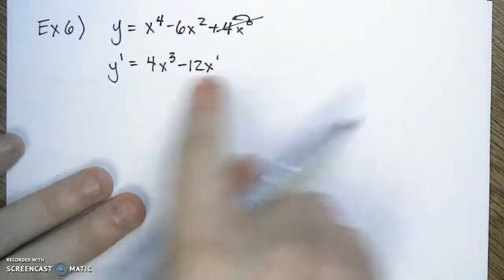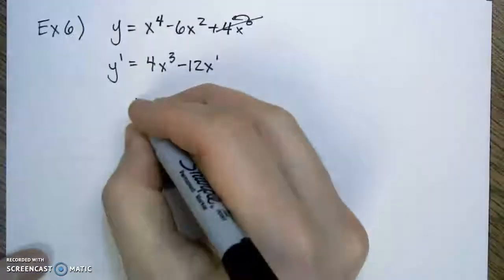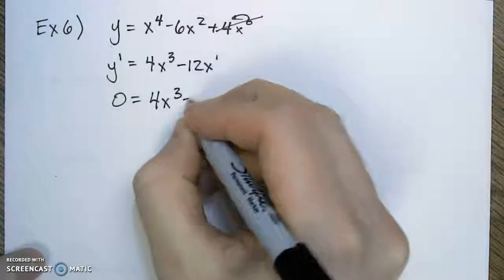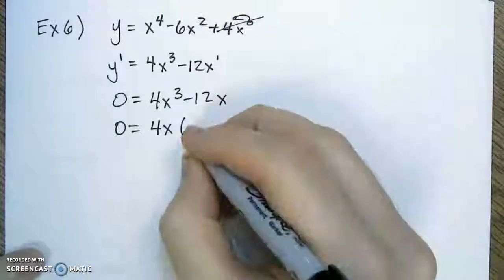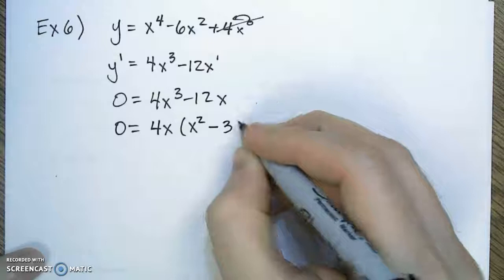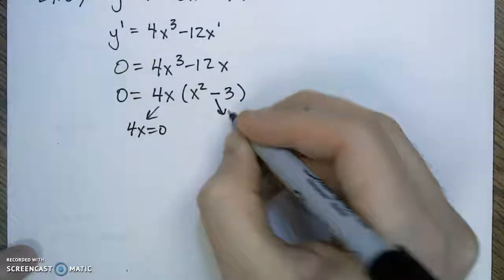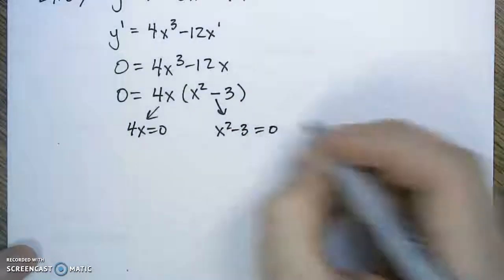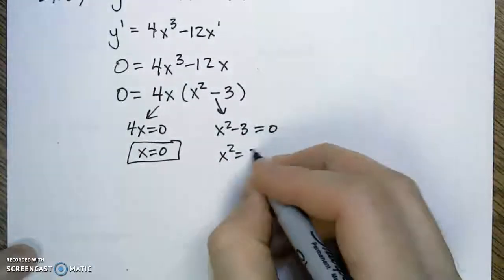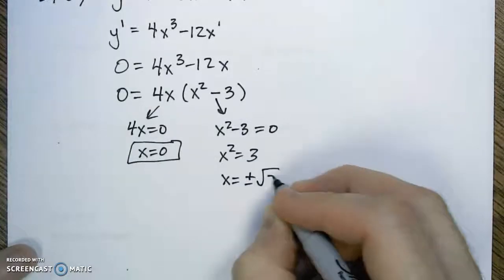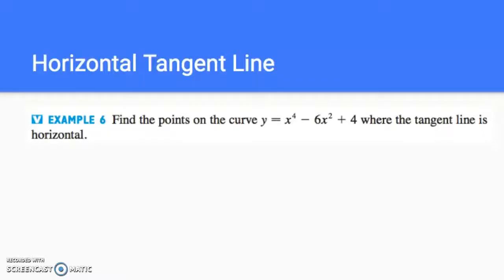Now, this is the slope of your tangent line. The tangent line is supposed to be horizontal, so they want to know, when is this 0? So set this equal to 0. We can factor out a 4x. That's going to leave me with x squared minus 3. You're going to set these equal to 0, each one. So if I divide by 4, 0 gives me 0. If I add 3 and take the square root, positive and negative radical 3 give me a horizontal line as well. So we got 3 x values for this one.